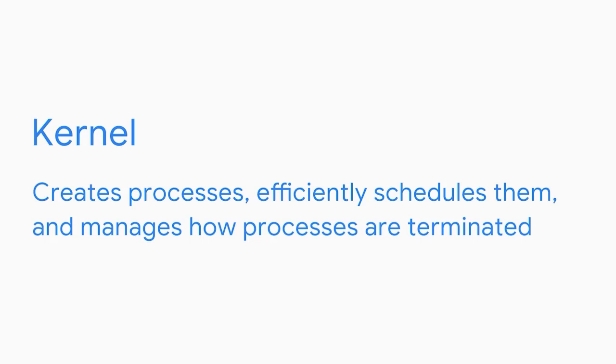The kernel creates processes, efficiently schedules them, and manages how processes are terminated. This is important since we need a way to collect all of the previously used resources that active processes were taking up and reallocate them to another process.